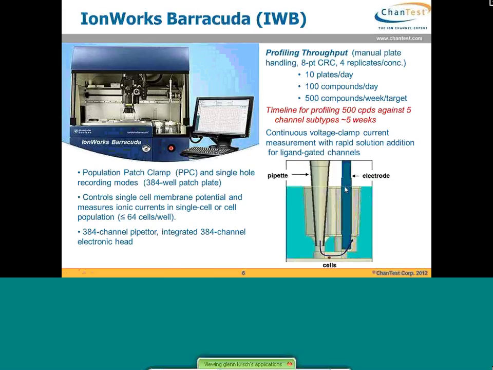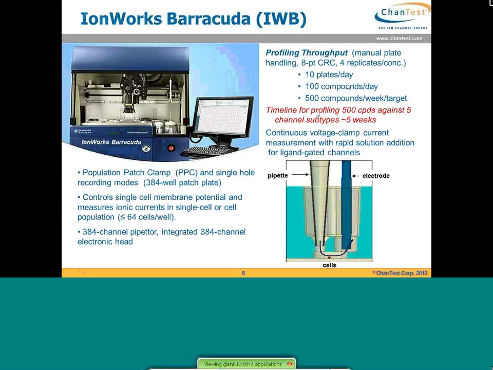The instrument has a fairly high throughput, and when we're doing profiling studies, we find that we can do up to 10 plates per day. So if we're running an 8-point concentration response curve with 4 replicates per concentration, we can profile 100 compounds per day, and run through 500 compounds per week per target. And if we're profiling all 5 of the subtypes that we have, it would take about 5 weeks to complete that type of profiling study.